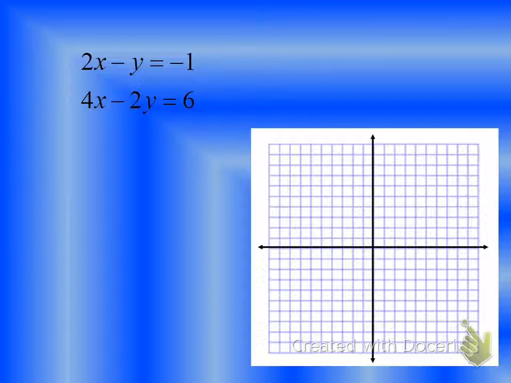Now, next example, we have 2x minus y equals -1. We have 4x minus 2y equals 6. Does anybody, I barely mentioned this last semester. Does anybody know what form of line this is? I barely mentioned it, so if you don't, it's okay. Starts with an S. Straight slope form? No. Standard. Okay, it's called standard form.